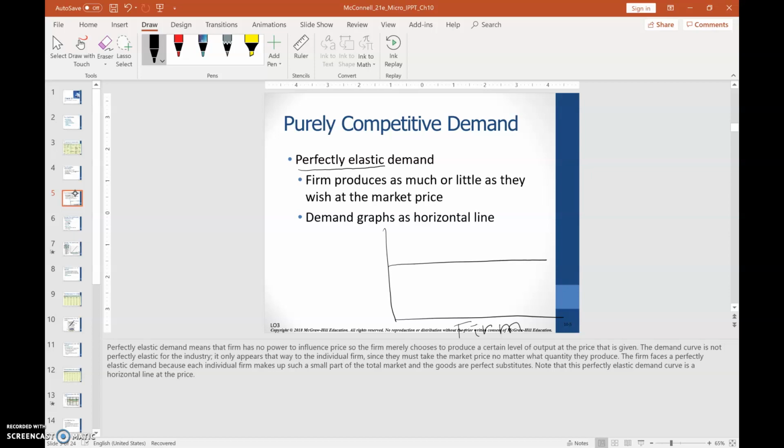Now, if you look at the demand curve for a single farm, the demand curve is horizontal. One of the reasons is the farms cannot increase the price to lower quantity, nor can it reduce the price to increase quantity. Basically, it has no say on the market price.